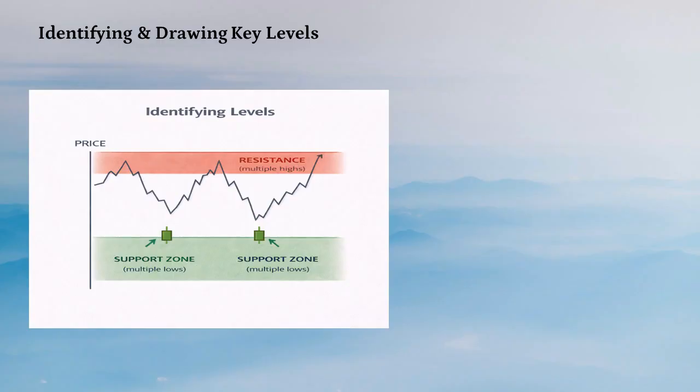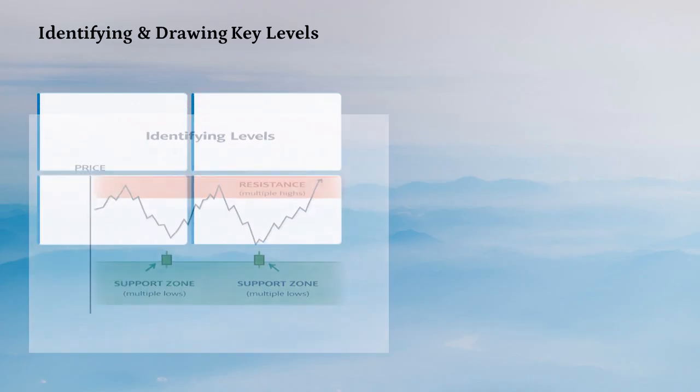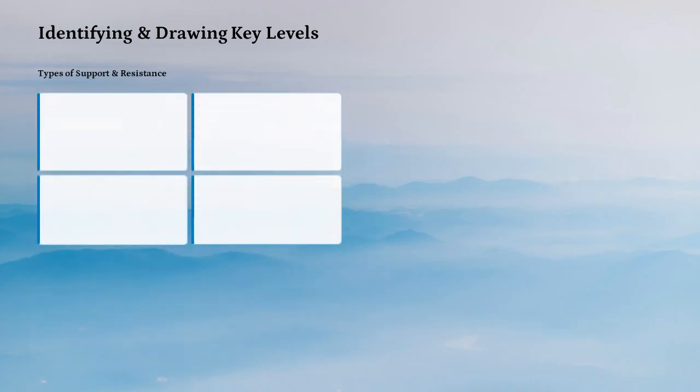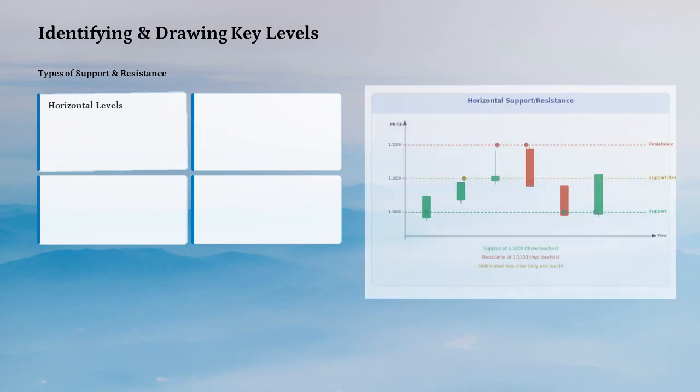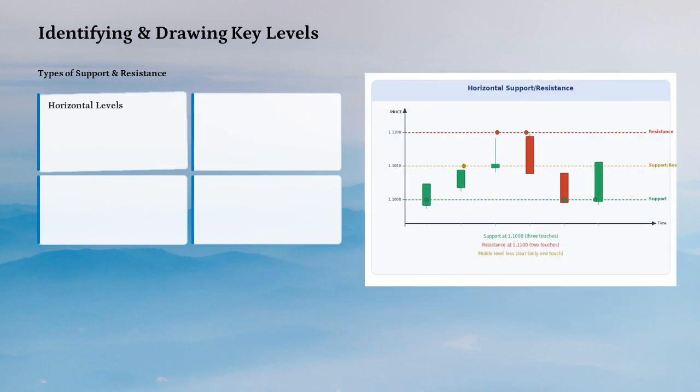Now, let's get practical. How do you actually identify support and resistance levels on a chart? First, let's understand the different types of support and resistance. Horizontal levels are the most common and reliable. You draw them straight across the chart at price levels where reversals have occurred multiple times. These levels are stronger when they are visible on both the daily and weekly charts.